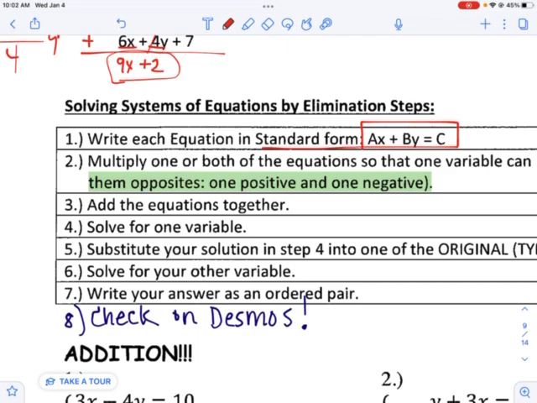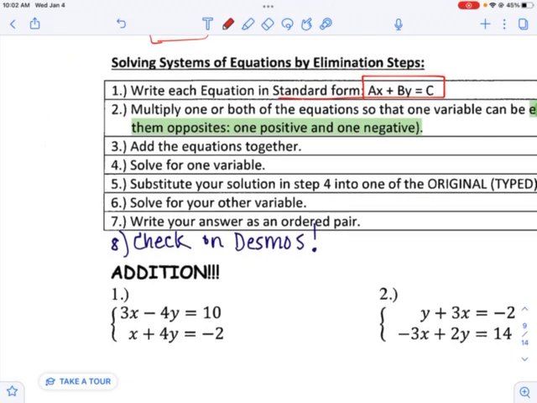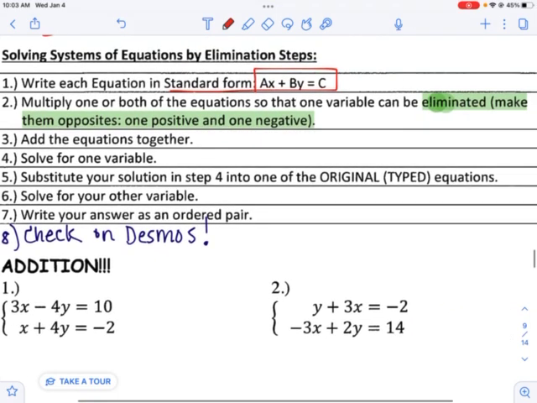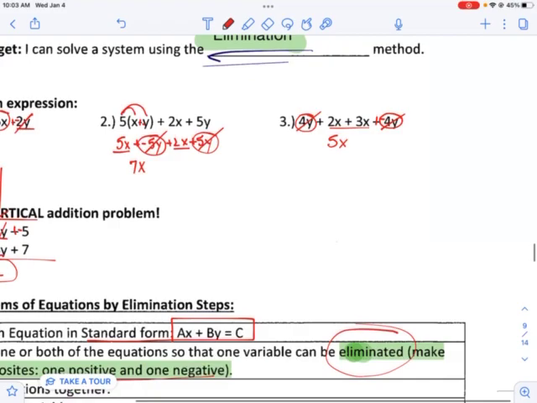So write each equation in standard form. So let's look at number 1. Okay, are these in standard form? So I have 3x minus 4y equals 10. Yep. And x plus 4y equals negative 2. Yep, they're both in standard form. Okay, so check step 1. Multiply one or both of the equations so that one variable can be eliminated. Okay, basically making them opposites, one positive and one negative. What I mean by that is looking right here.